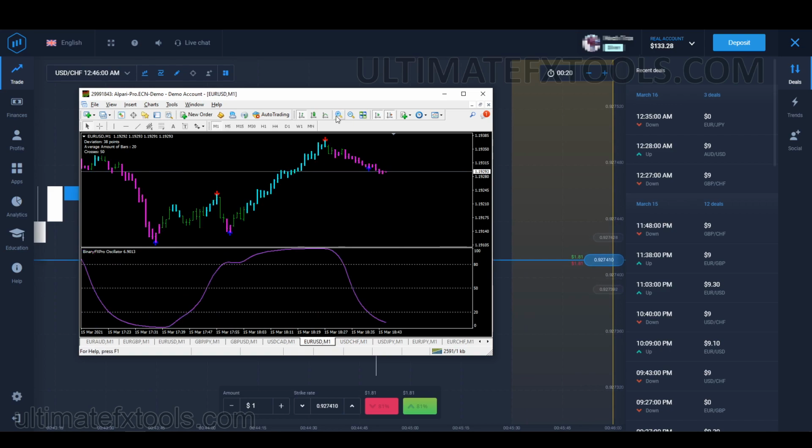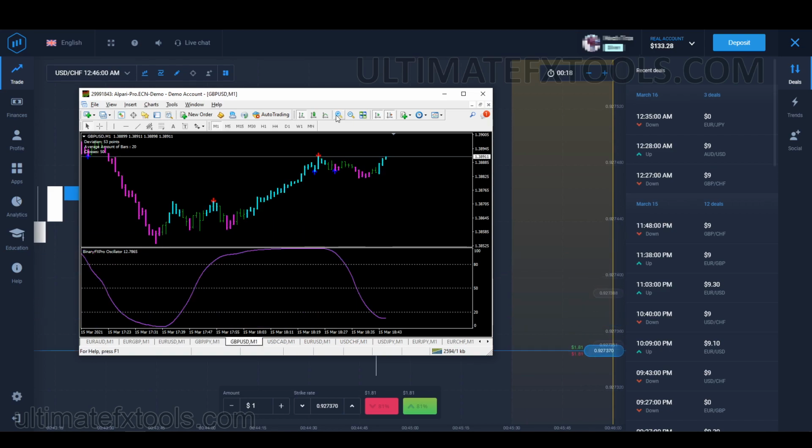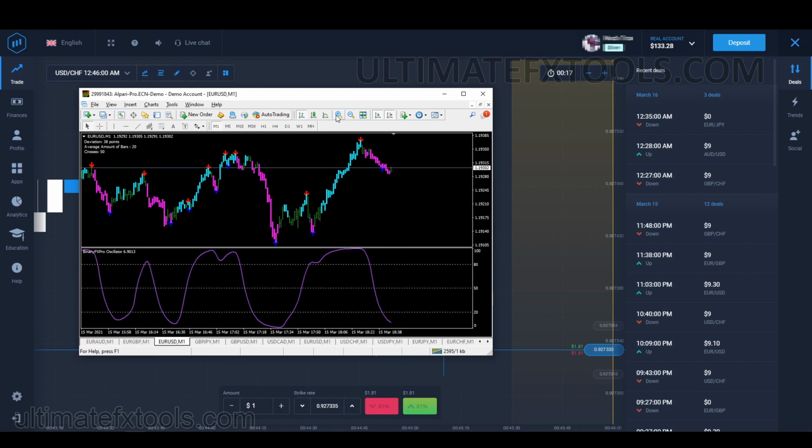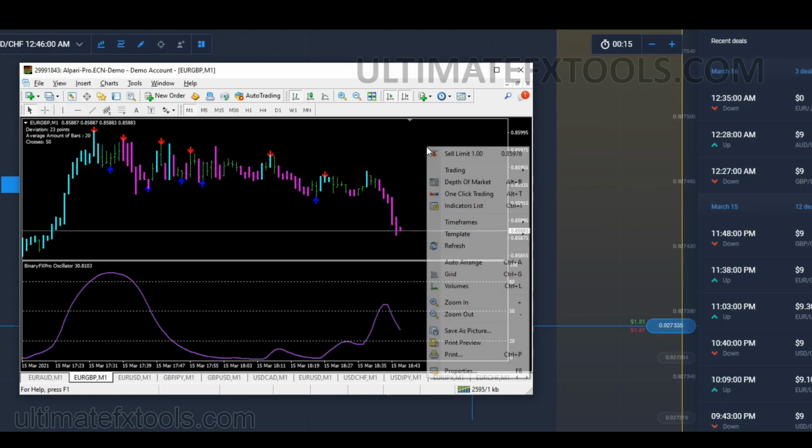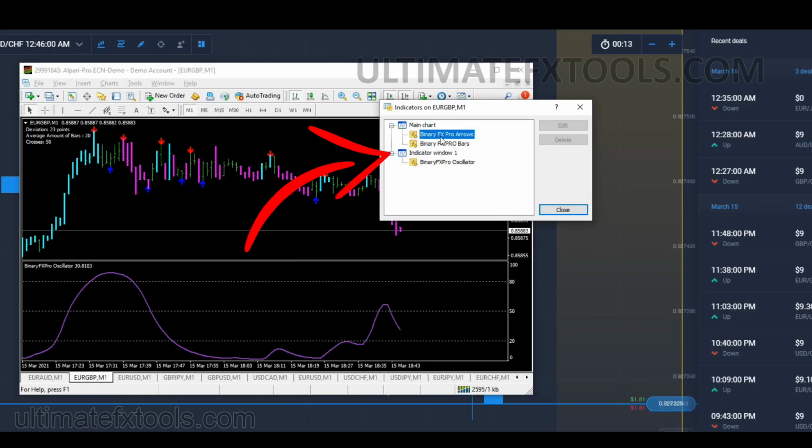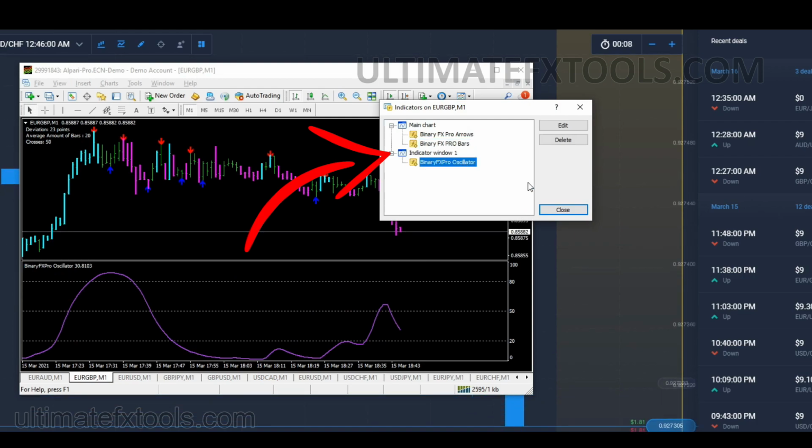And also I used one of the best trading indicators for trading with ExpertOption, the Binary FX Pro. There are 3 indicators in Binary FX Pro: the arrows, the colored bars, and the oscillator.